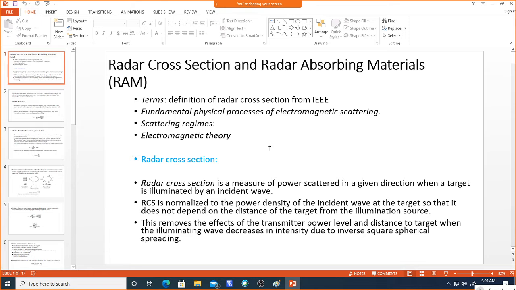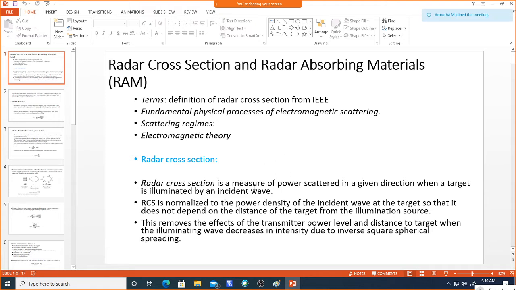Now coming to the IEEE definition of the radar cross section. It is a measure of the power scattered in a given direction from the target, when we illuminate the target by some incident wave. That is the actual IEEE definition of the radar cross section.